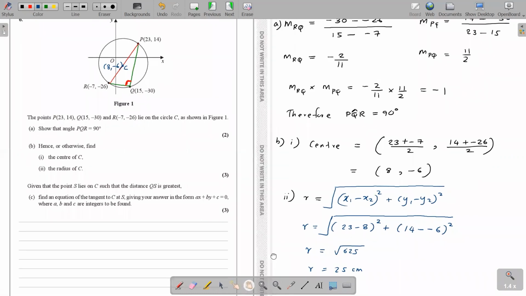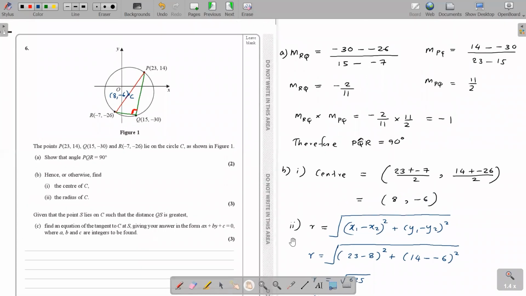Next one. Given that the point S lies on C such that distance QS is greatest, find an equation of the tangent to the curve at S, giving your answer in this form. So first thing you have to do is locate the point S here. Now what do they say here? QS distance is the greatest. Now point Q, you can see they have marked over here.